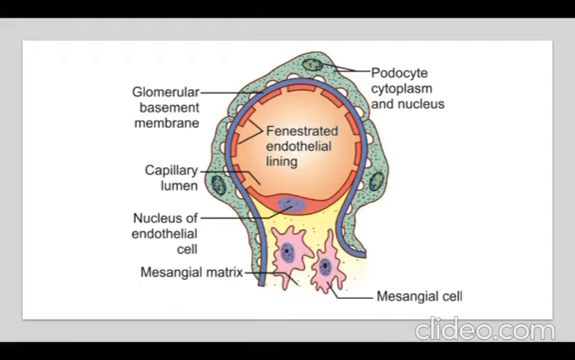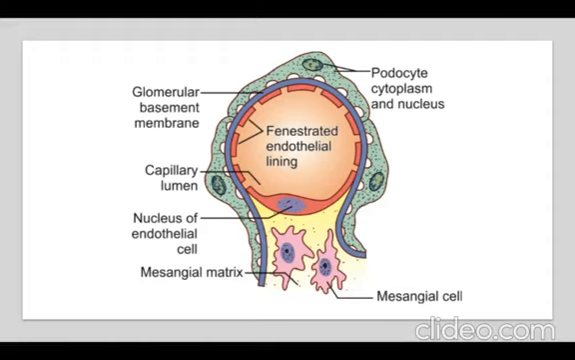The filtration slits are bridged by a thin diaphragm called a filtration slit diaphragm that contains small rectangular pores which do not allow free passage of molecules. So, dia ada 3 levels of filtration.